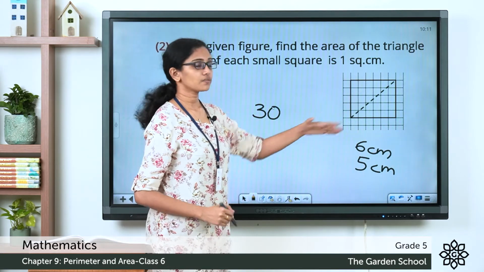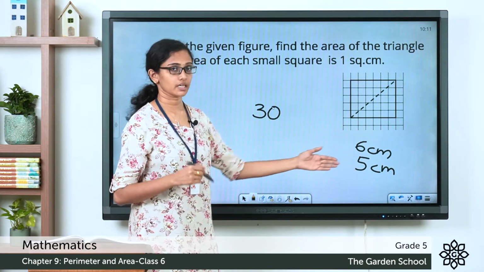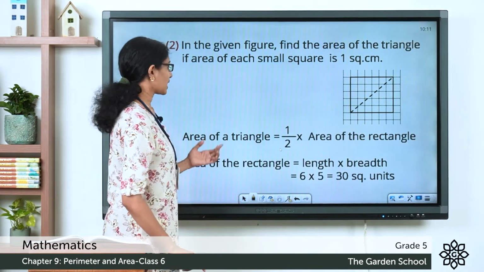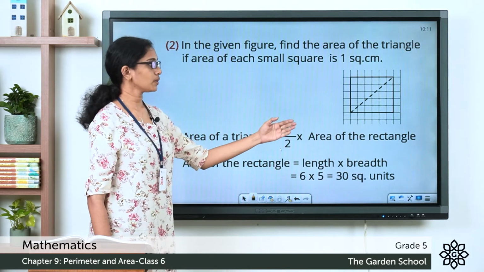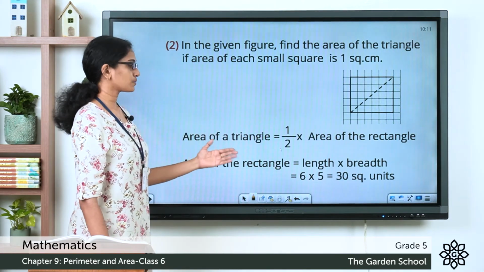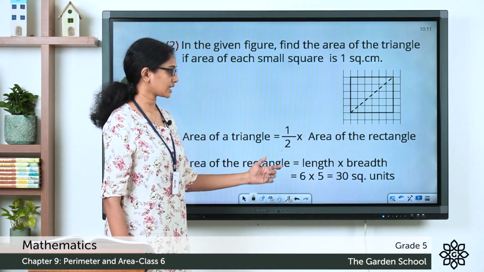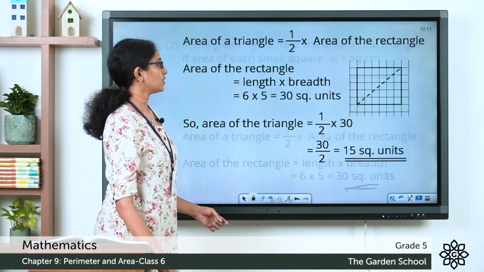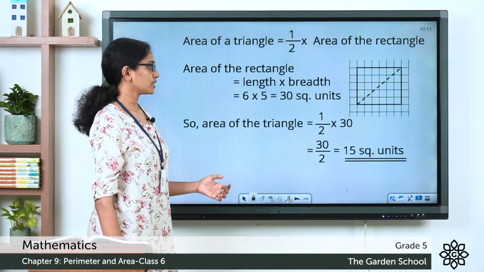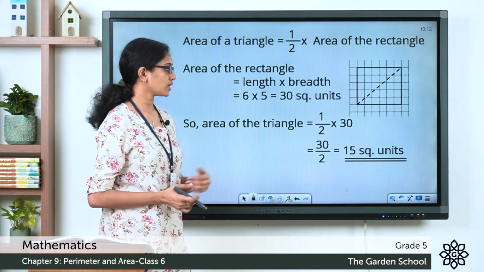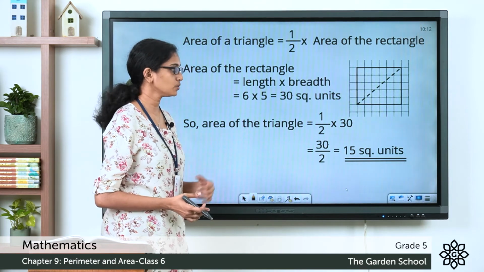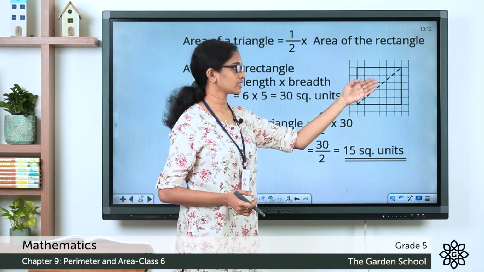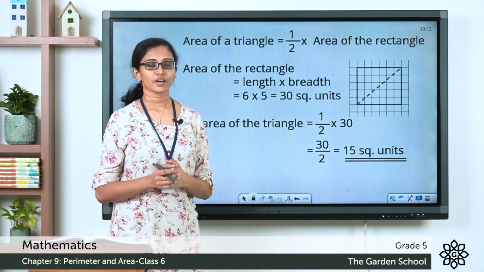Now the area of the triangle will be half of the area of rectangle, which is equal to 30 divided by 2. So let's write the steps first. Area of a triangle is equal to 1 by 2 into area of the rectangle, and hence area of the rectangle is equal to length into breadth, that is 6 into 5 is equal to 30 square units. And hence the area of the triangle will be equal to 1 by 2 into 30 is equal to 30 by 2, and that is equal to 15 square units. So the area of the triangle, one of the triangles, is equal to 15 square units. I hope this is clear to you.